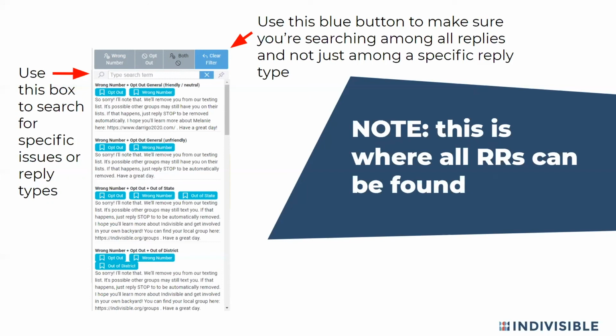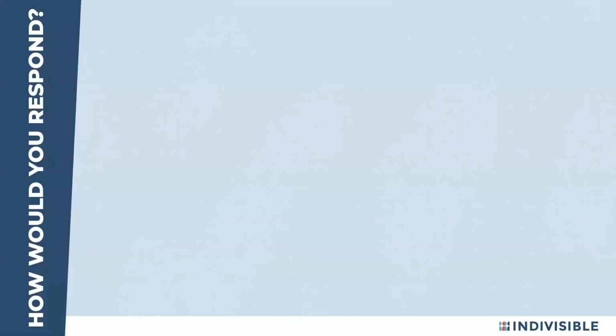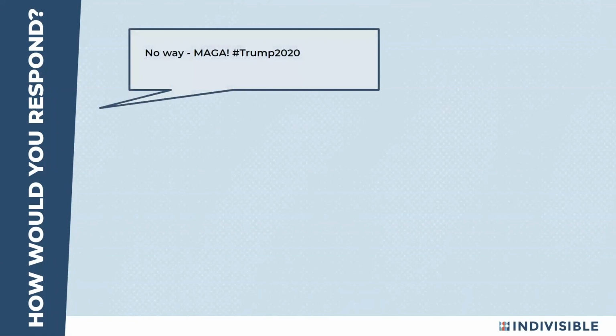Now let's go over some different types of replies that you might receive from a voter. First, here we have a voter who indicates that they're pro-Trump. We don't opt out Republicans or pro-Trump voters just because they are opposed to our message. We only opt out those who explicitly ask to be removed. In case you connect with a Trump voter, we'll have an RR already loaded for you to use in TextOut.